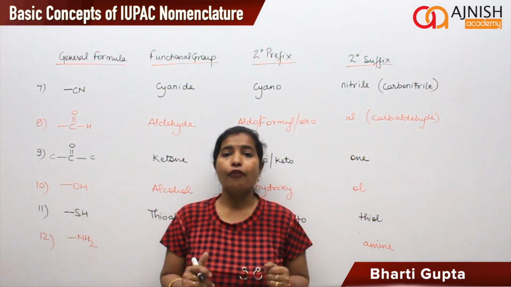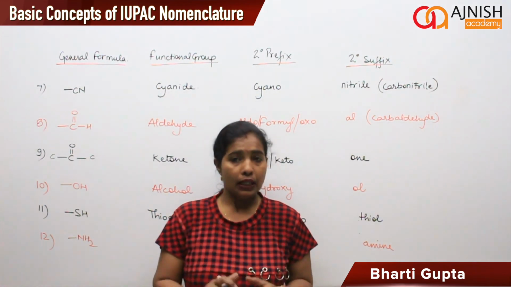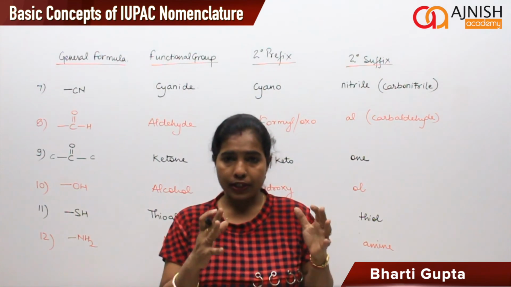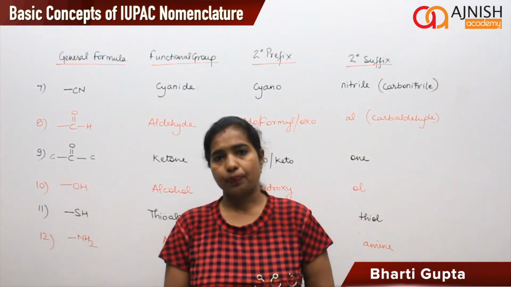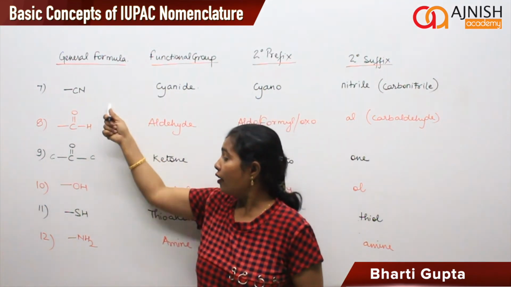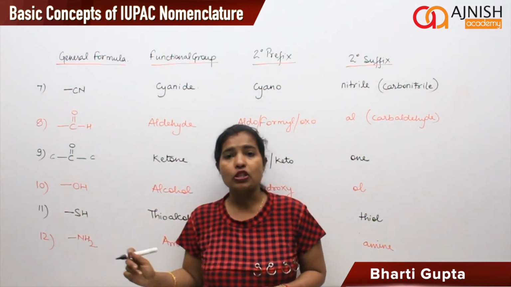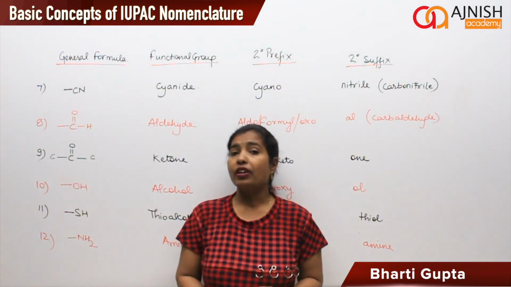But if it is a polyfunctional compound, meaning a compound having more than one functional group, then we have to decide which functional group is to be written as a suffix and which functional groups are to be written as prefixes. For that, we must know the order in which I have written these functional groups. That is very important. That is the priority order. What have we written first?